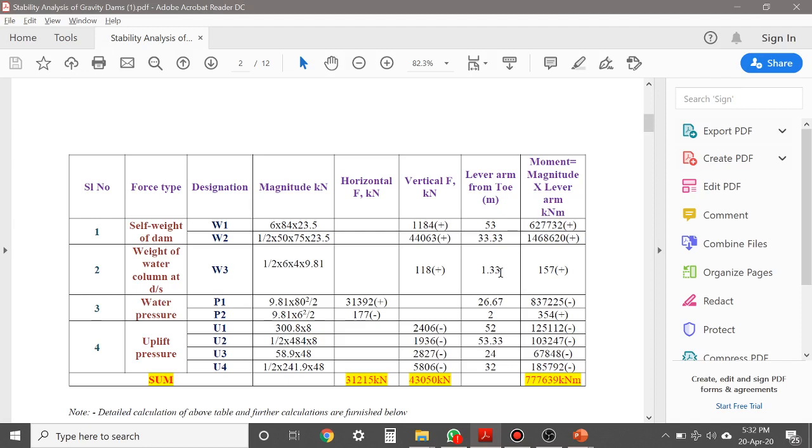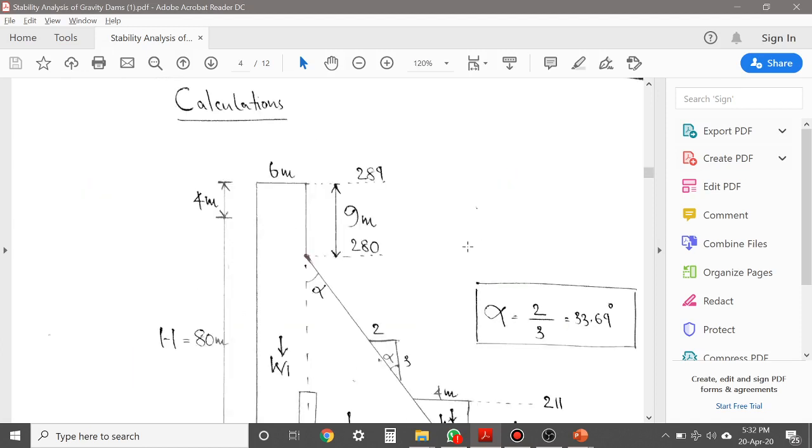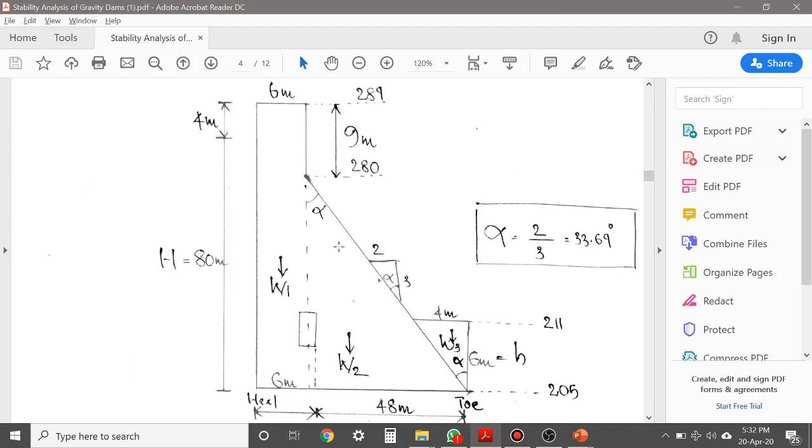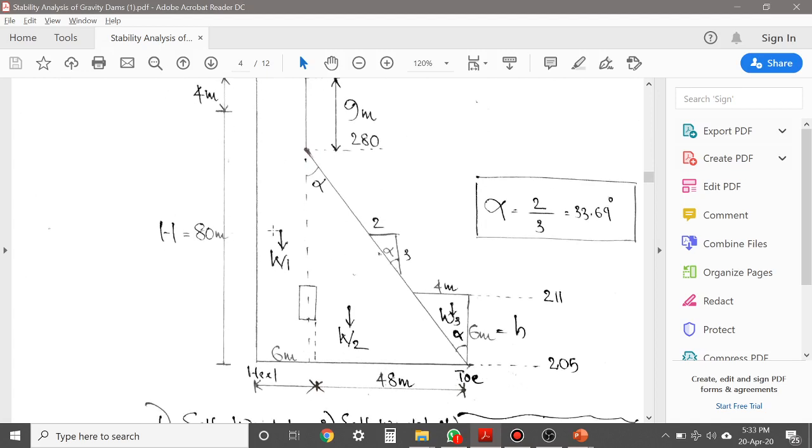Okay, now we have to fix whether it is clockwise or anti-clockwise moment. Going back to our figure again, this is W1, and for W1 we are taking the moment about toe.